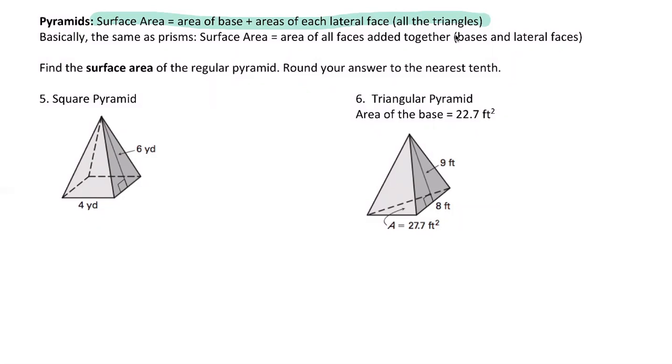All right, so let's get started. First, by looking at what the base of this number 5 square pyramid looks like. So we have the base down here. It's a 4 by 4. Remember, it says square, so you know that 4 and 4 have to be the same.